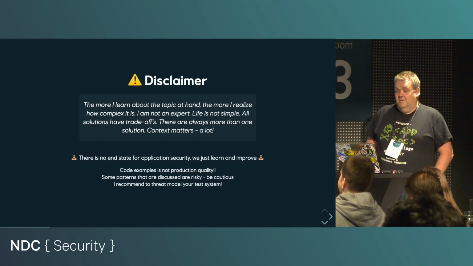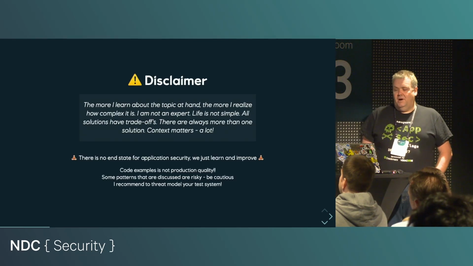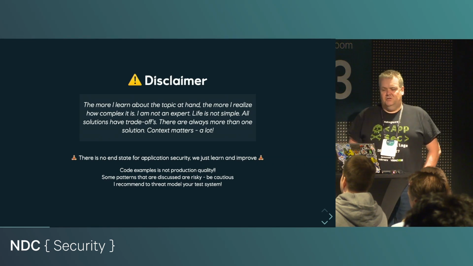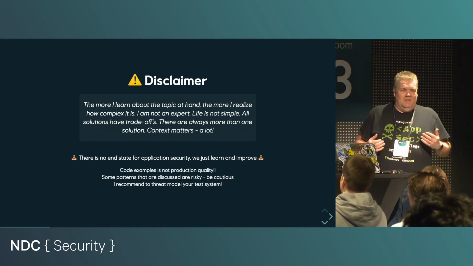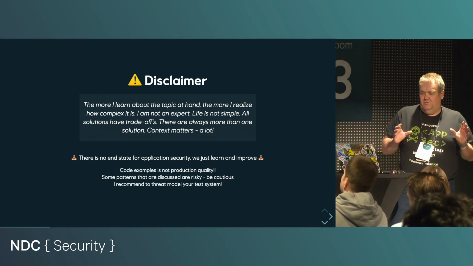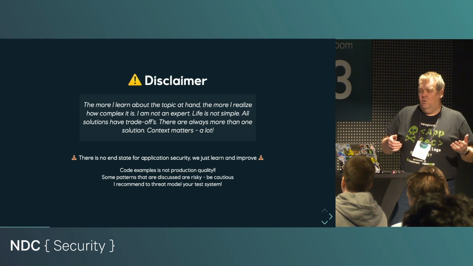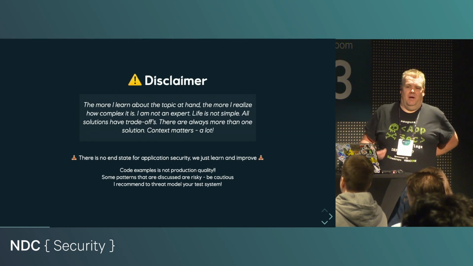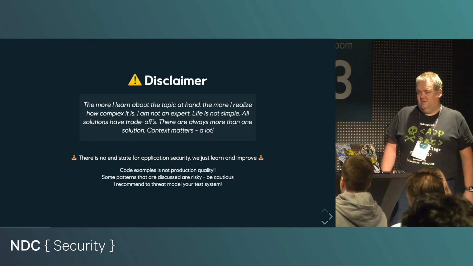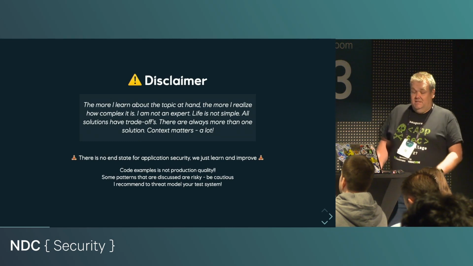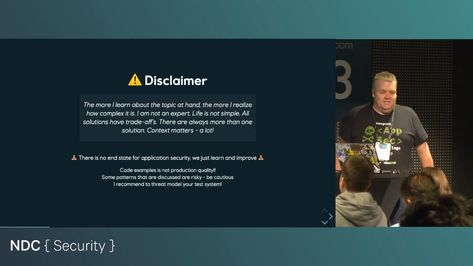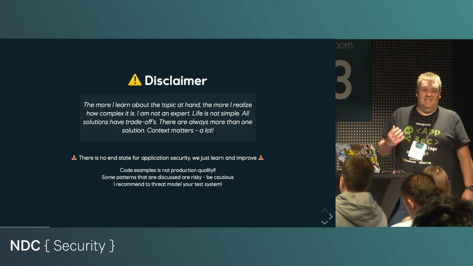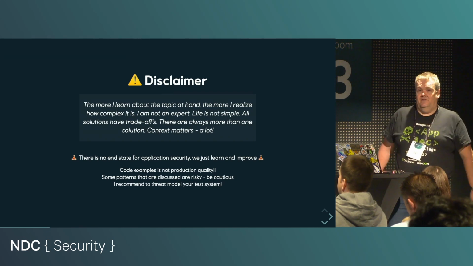A disclaimer: the more I learn about this topic, the more I realize how complex it is. I am not an expert, and life is not simple, and all solutions have trade-offs. There are always more than one solution to a problem, and your context really matters. My goal in application security is that there is no end state. I just learn and improve, and that's how I tackle these things. In this presentation, you may see patterns that are risky, and you may have questions. I'd love to get your questions and your insight if you have other ways of doing it. So please share.